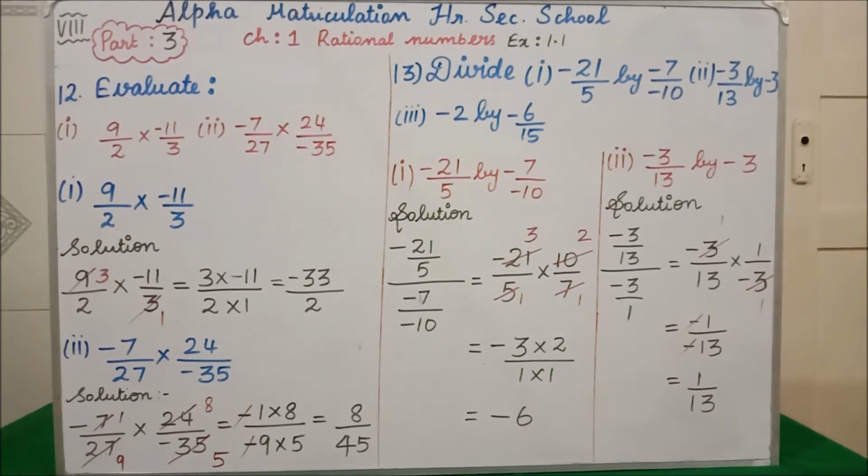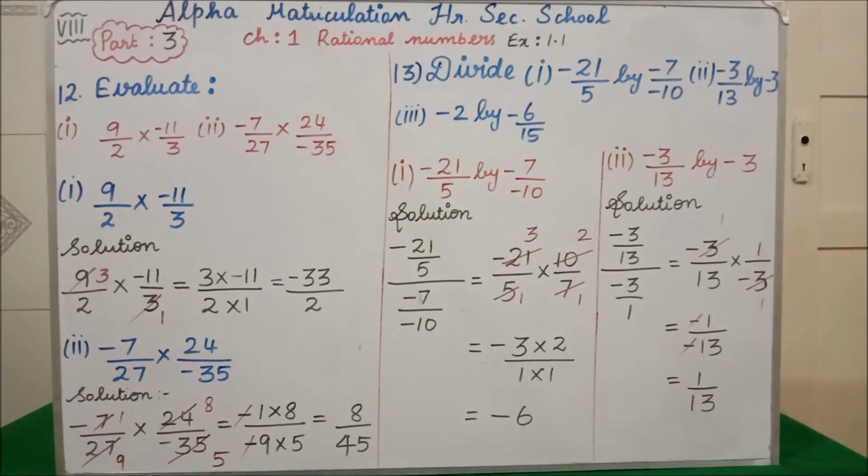Similarly 24 and 27 will go in which table? 3 table. In 3 table how many times 24? 8 times. 8 3s are 24. Similarly in 3 table how many times will 27 come? 9 3s are what? 27. So 9 times. Clear all of you? So here we are having minus 1 into 8 divided by 9 into, here minus 1 is there. So I have written minus common, 9 into 5.